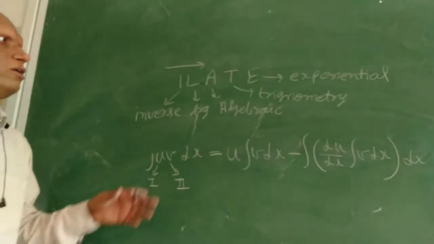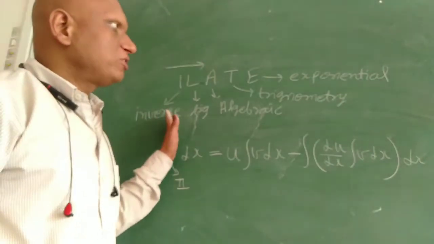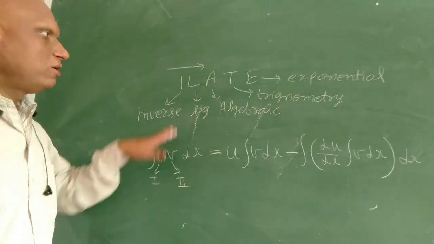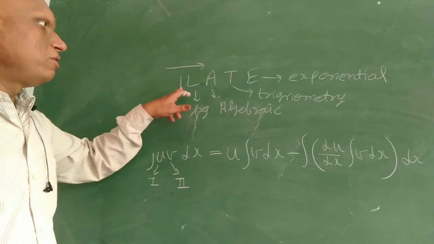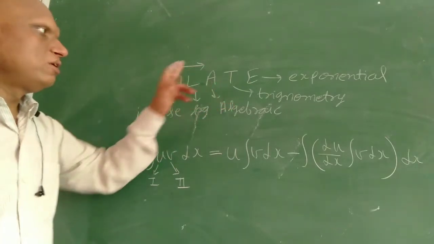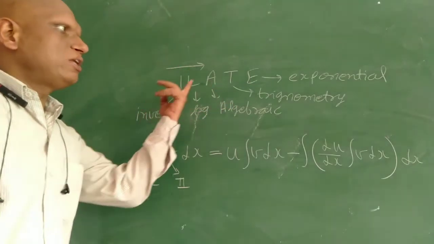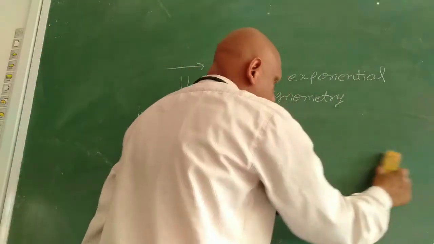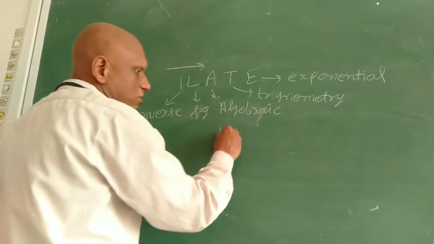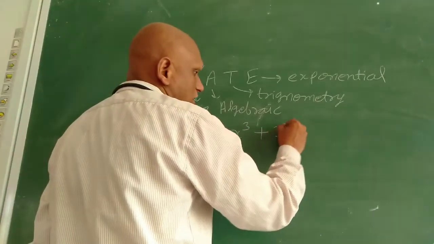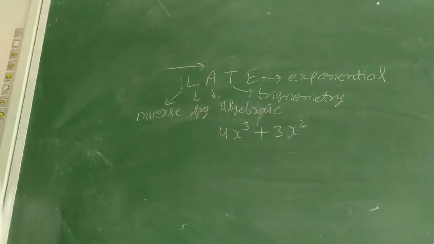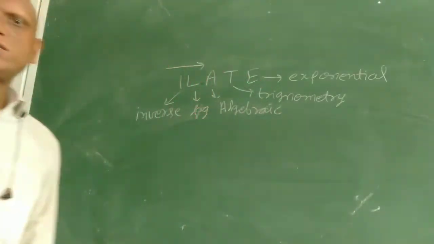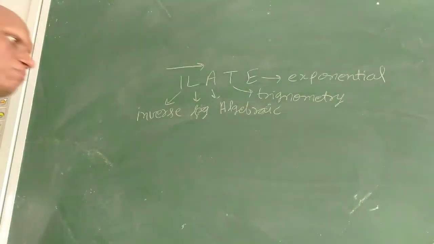That means the function on the left side we take as the first function, the function on the right side we take as the second function. Suppose in our product u and v, those two functions are an inverse function and an algebraic function. Therefore, the inverse function will be taken as the first function and the algebraic function as the second function. Okay, and do you know about the algebraic function? For example, 4x cube plus 3x square. It is an algebraic function. Okay, we can understand this rule with the help of an example.